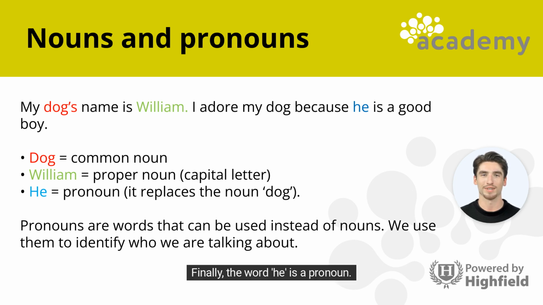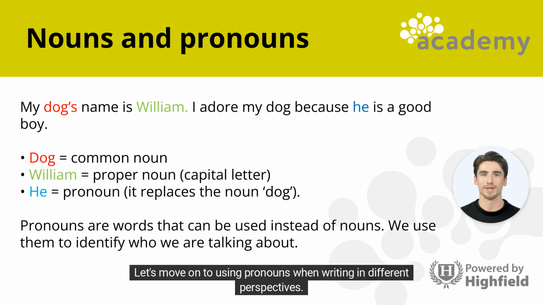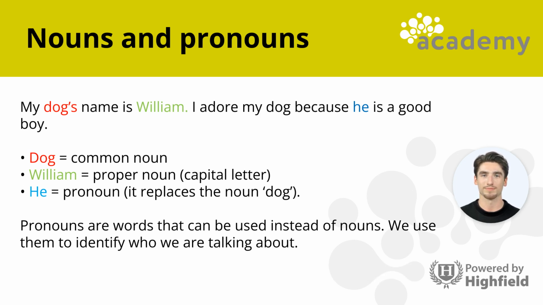Finally, the word he is a pronoun. Pronouns are words that can be used instead of nouns. We use them to identify who or what we are talking about. In this example, he is the dog. Let's move on to using pronouns when writing in different perspectives.